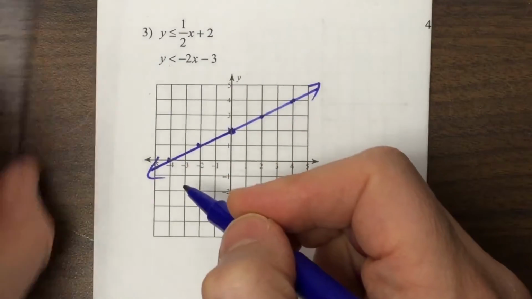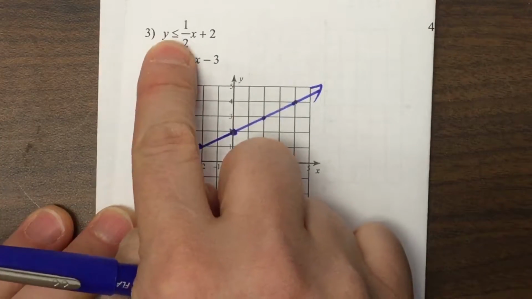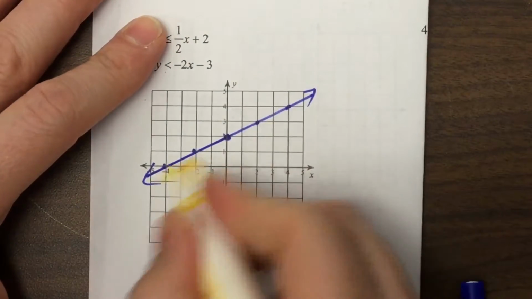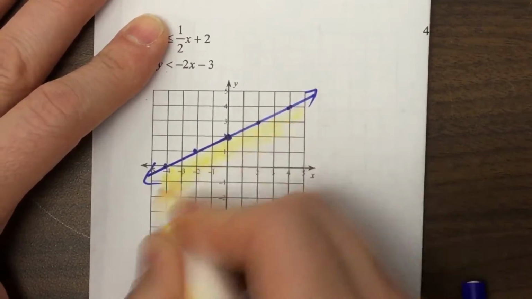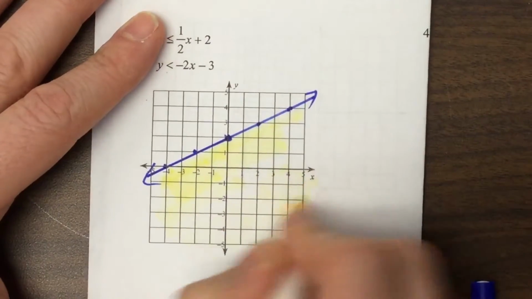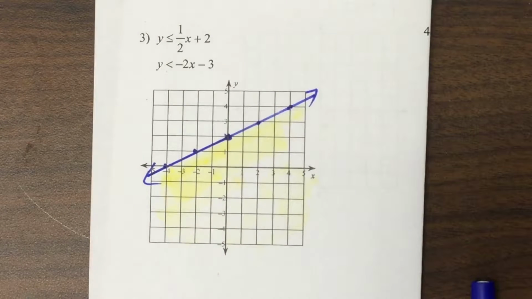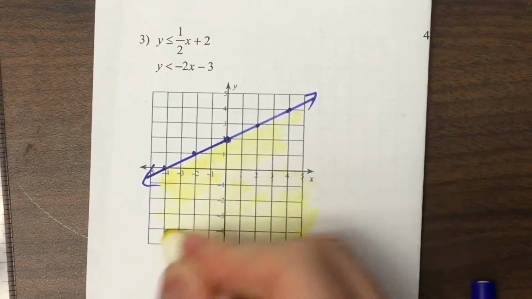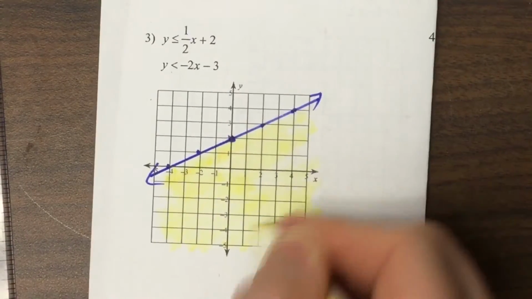There's that. And since it's less than or equal to, the shading is going to be below. So let's go ahead and shade it. I need a new marker. I'm going to grab one. Let's see if this is a little better. A little bit, not too much, but we got there.